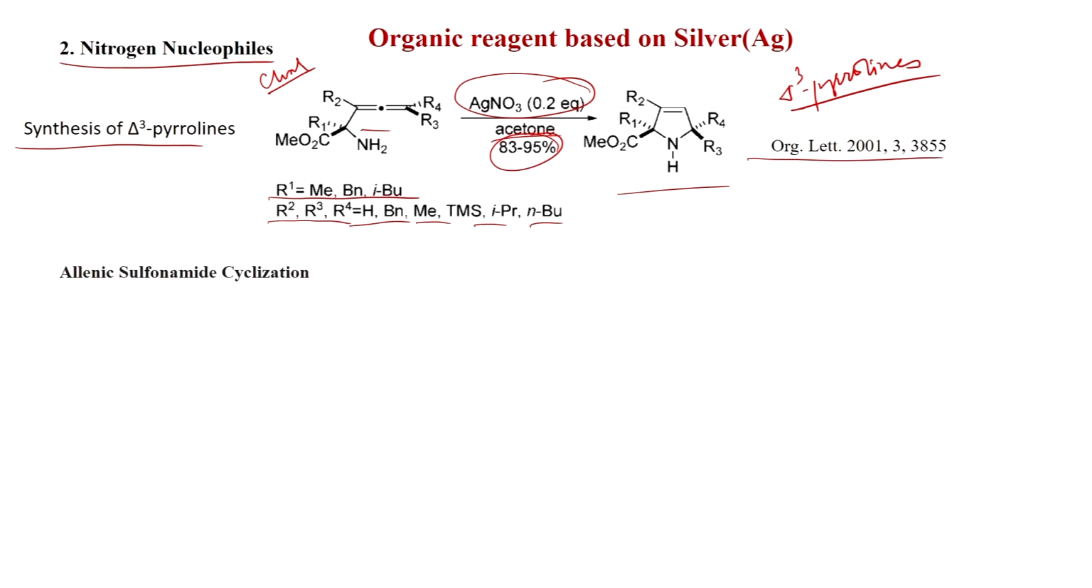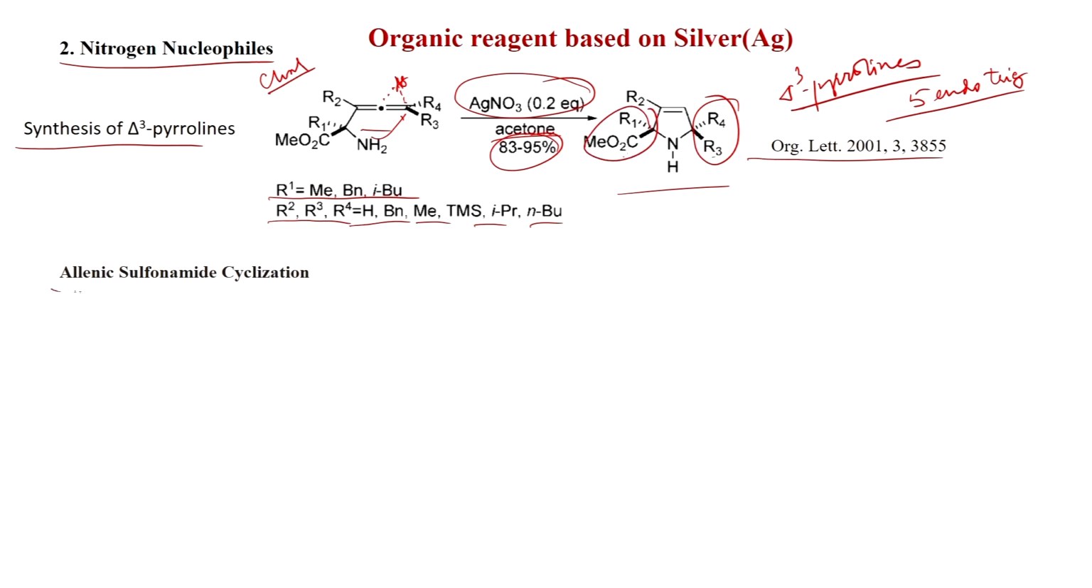So here also a similar reaction is happening, 5-endo-trig. The silver coordinates with this terminal double bond, and then this attack happens, and here this stereochemistry is retained like with oxygen nucleophiles also. This stereochemistry is also retained, and you get this cis geometry here, CO2Me and R3 will be cis.